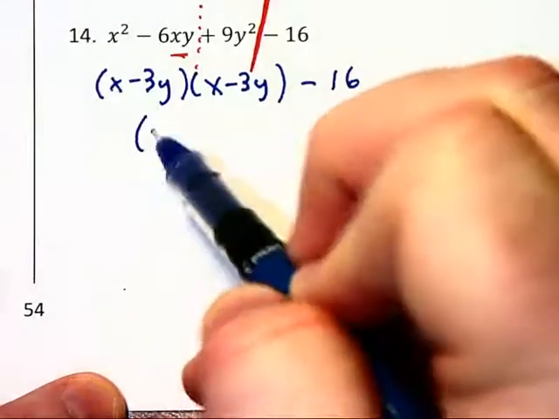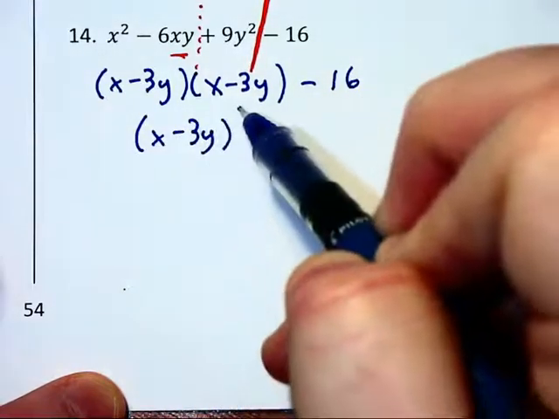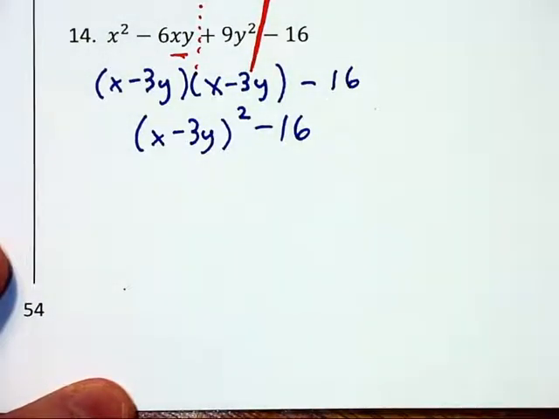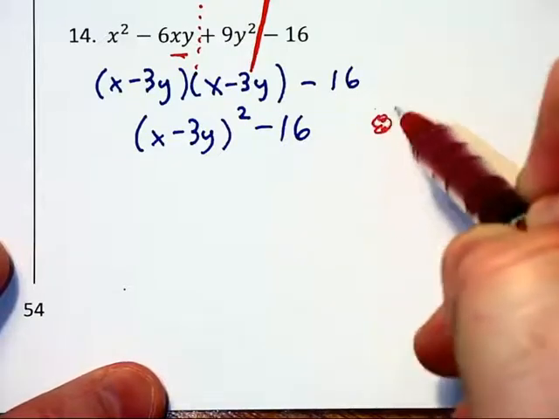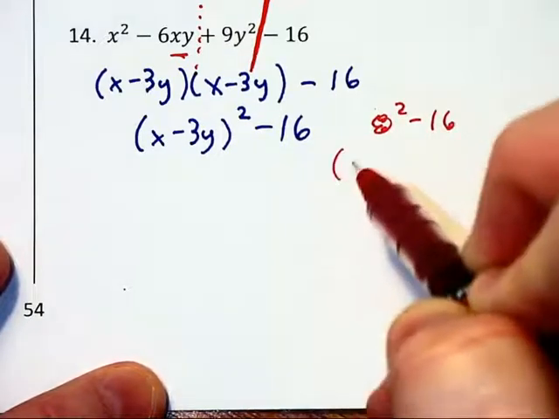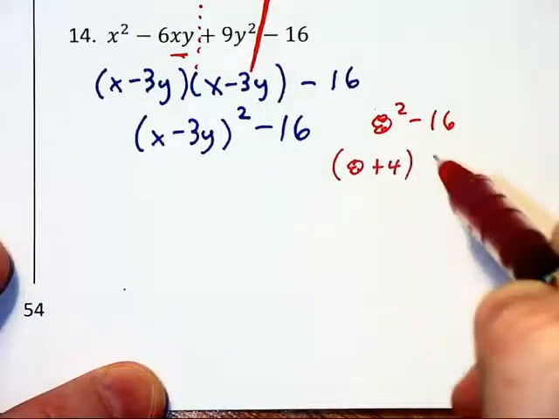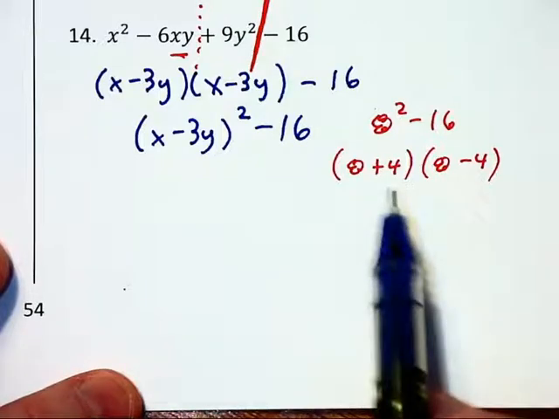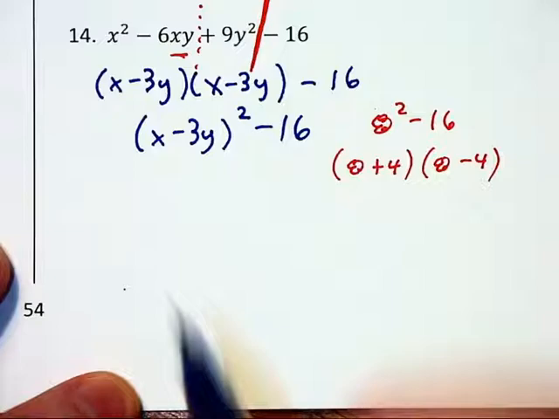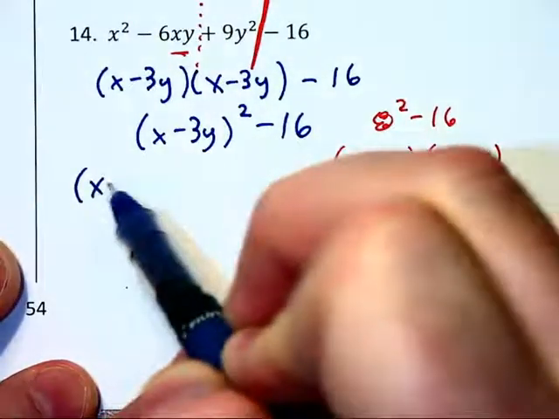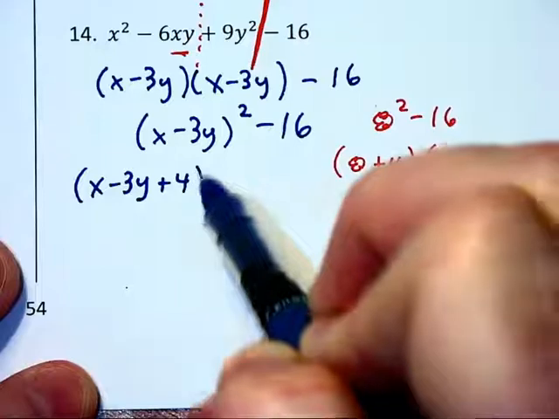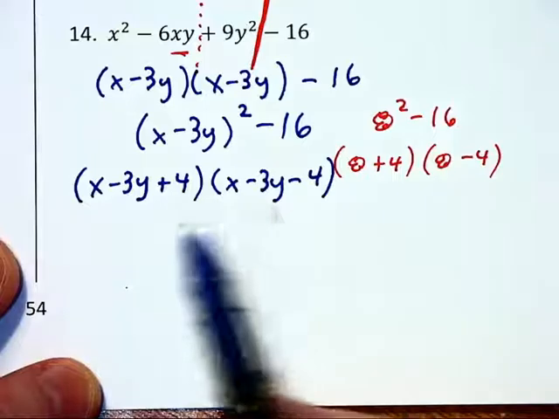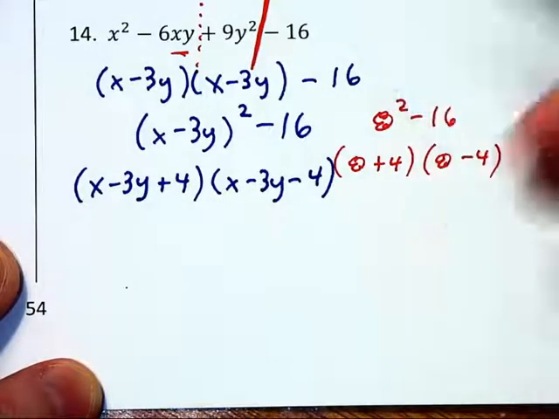But if I rewrite this as x minus 3y quantity squared minus 16, now I've got the difference of two squares again. Basically my pattern here is I've got blob squared minus 16, and that factors into blob plus 4 times blob minus 4. Well, let's use that same thought process and just substitute that x minus 3y for the blob. We will have x minus 3y plus 4 and x minus 3y minus 4. And if you want to do all the distribution and verify you get back to this top line, you're welcome to do so.